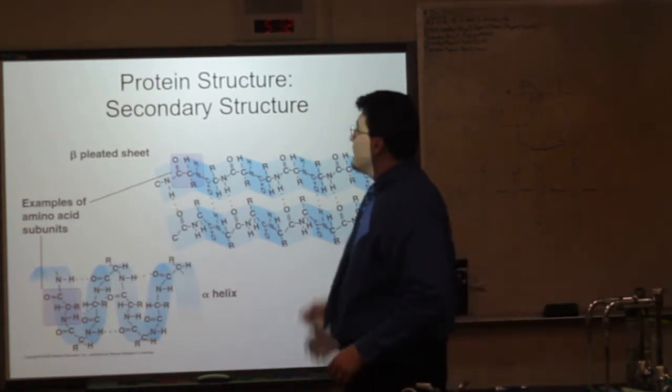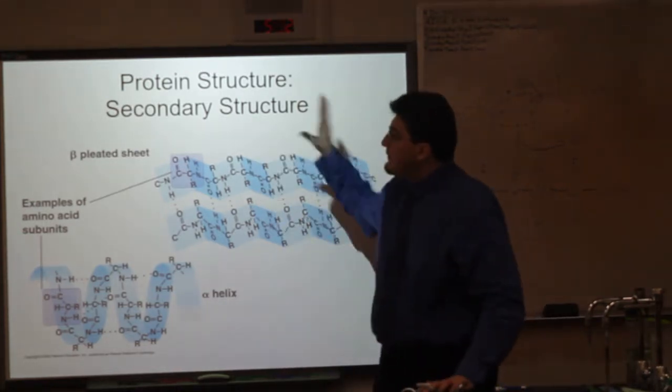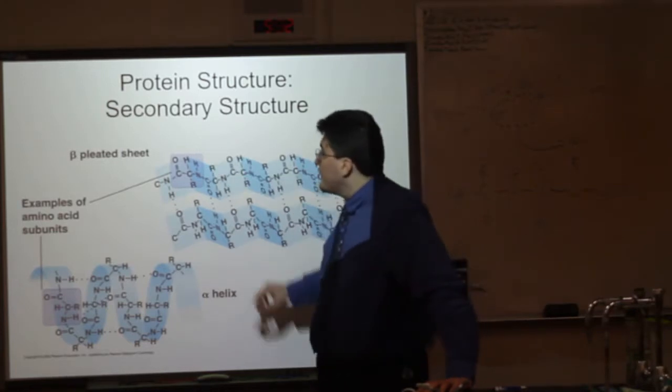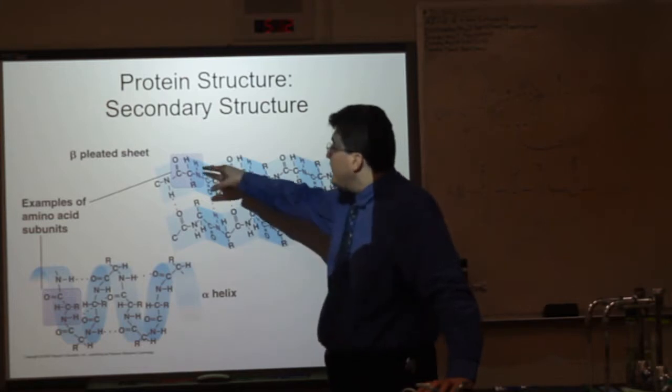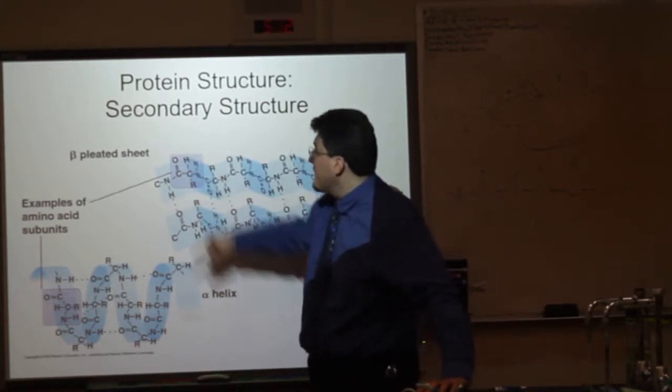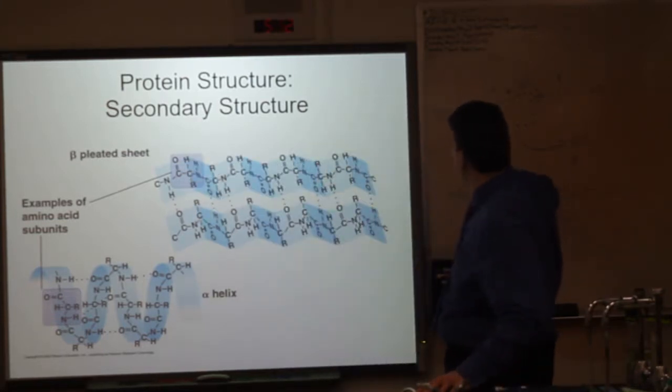All right. So, these are your amino acid subunits. There's your R group, there's your carboxylic group, there's your amino group. Look, it's a peptide bond right there. Ta-da!